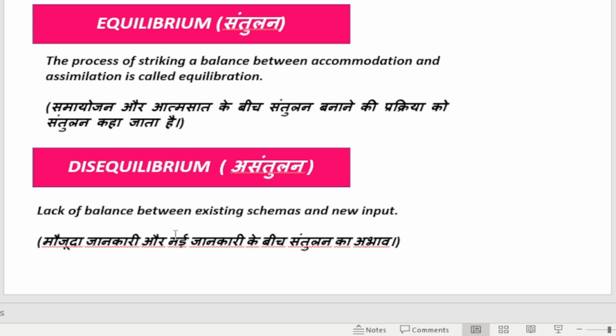So equilibrium is what? When we don't get confused between dog and cat. We easily identify this is cat and this is dog, right? Another way we can say, the process of striking a balance between accommodation and assimilation. Now coming to the next, disequilibrium. What is disequilibrium? When our mind gets confused between the existing schemas and the new input, this situation is called disequilibrium.